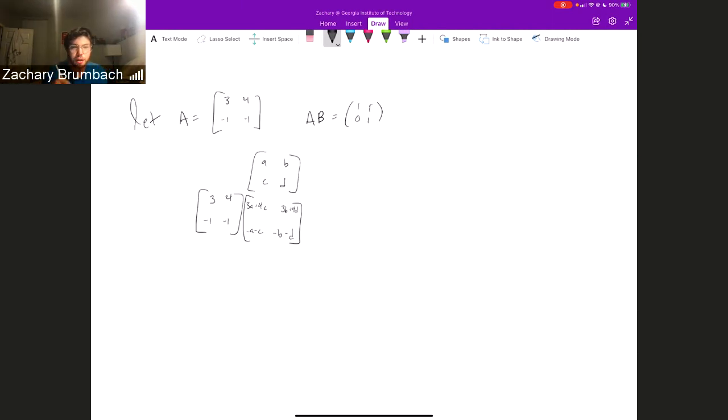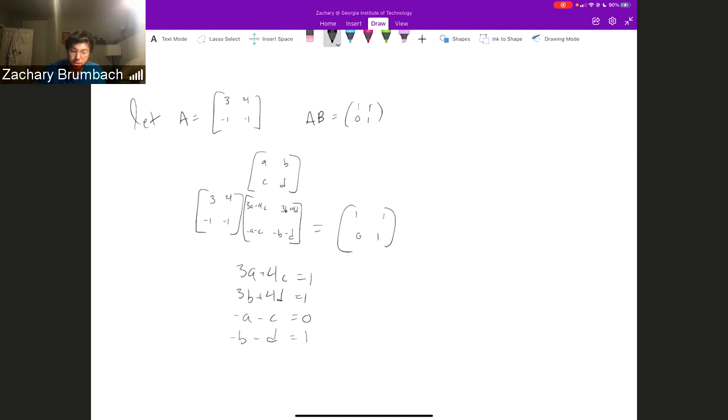Does this step make sense so far? Just multiplying a general matrix with our other 2 by 2. I'm assuming I've heard no contradiction, so I'll assume so. So now we set this equal to [1, 1; 0, 1]. So now we have 3A plus 4C equals 1, 3B plus 4D equals 1, -A minus C equals 0, and -B minus D equals 1. So we have a system of equations.